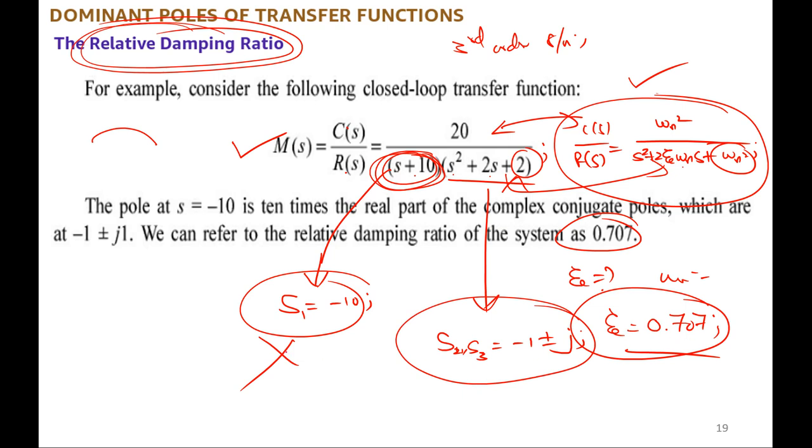So if ζ is 0.707, what is the meaning of that? ζ is lying between 0 and 1, hence the given system is an underdamped system. And you know the nature of underdamped system, already we have studied, right?